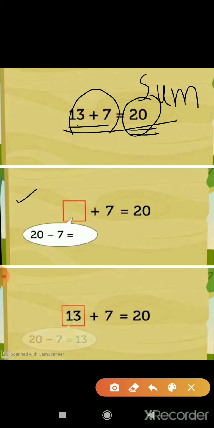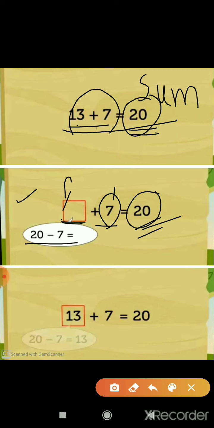So students, if we want to find this missing number, we need to subtract the number from the sum. 7 is given here, so we need to subtract 7 from 20 to find the missing number. So 20 minus 7 is equal to 13. Got it, students?